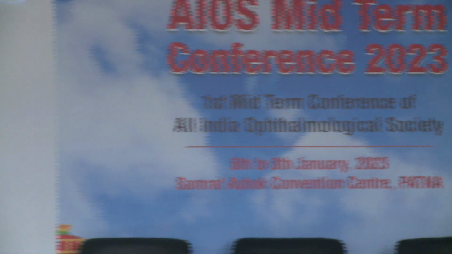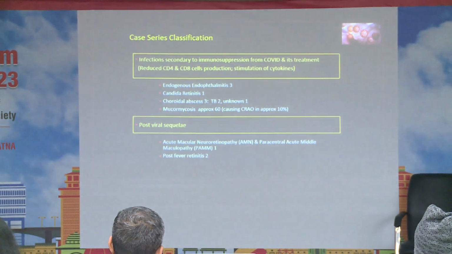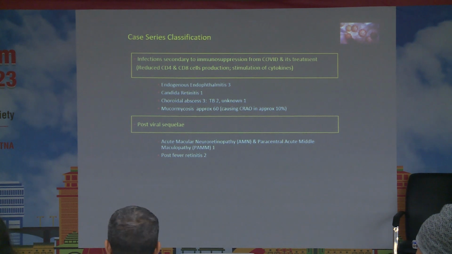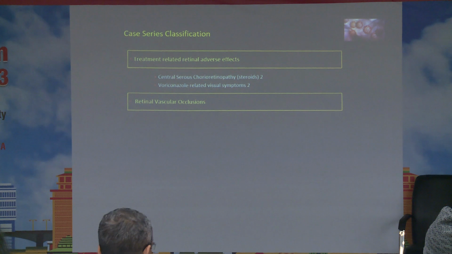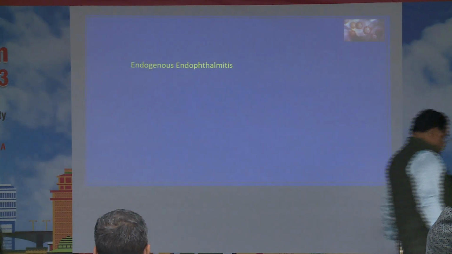So I have two papers. I'll present them one after the other. One is the retinal sequelae of COVID-19 infection. These could be classified as infections secondary to immunosuppression that were caused by the COVID infection and its treatment, or as post-viral sequelae, or as treatment-related adverse effects from steroids and voriconazole, and retinal vascular occlusions.